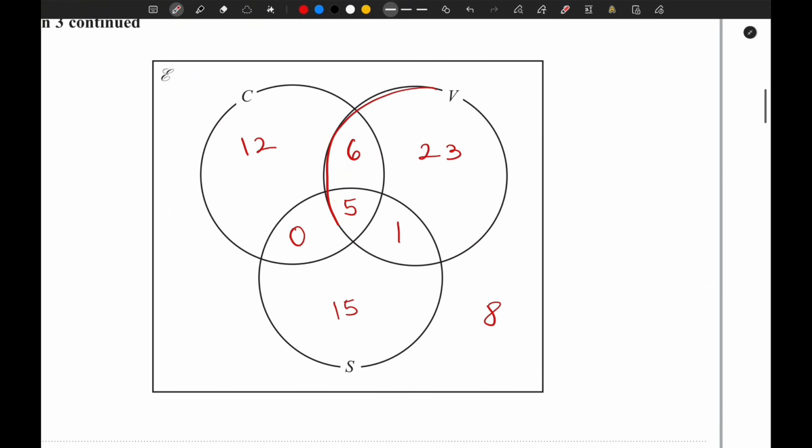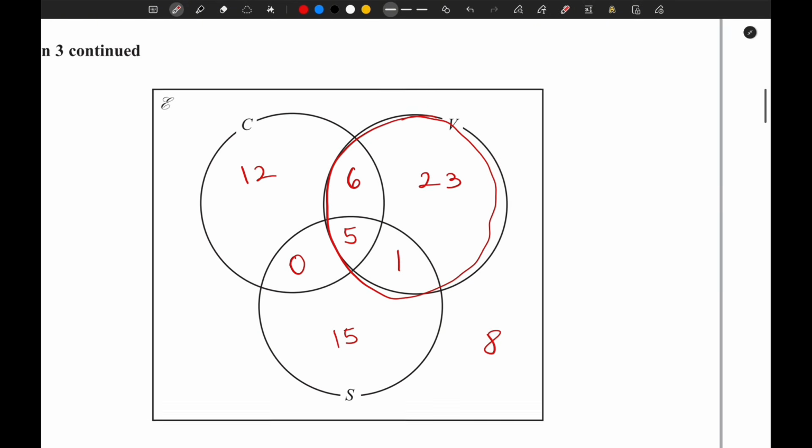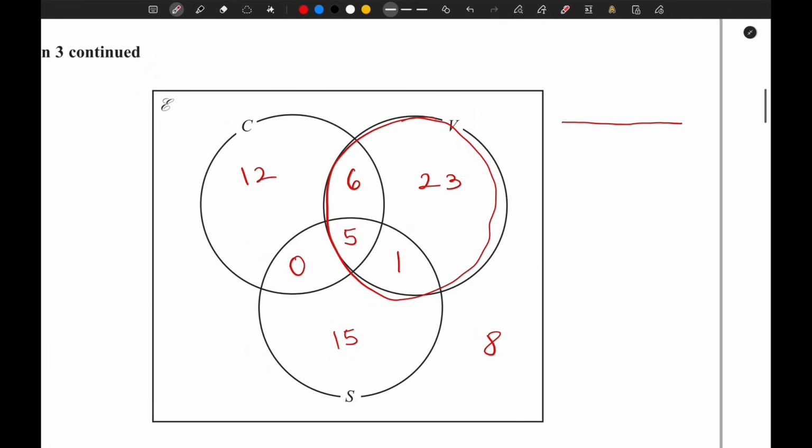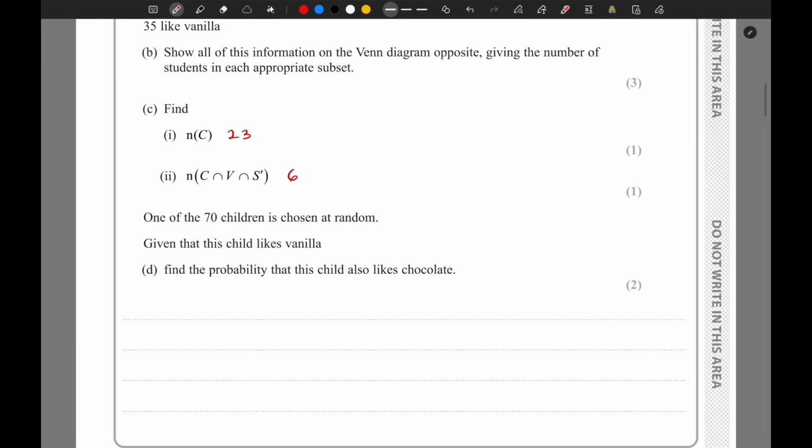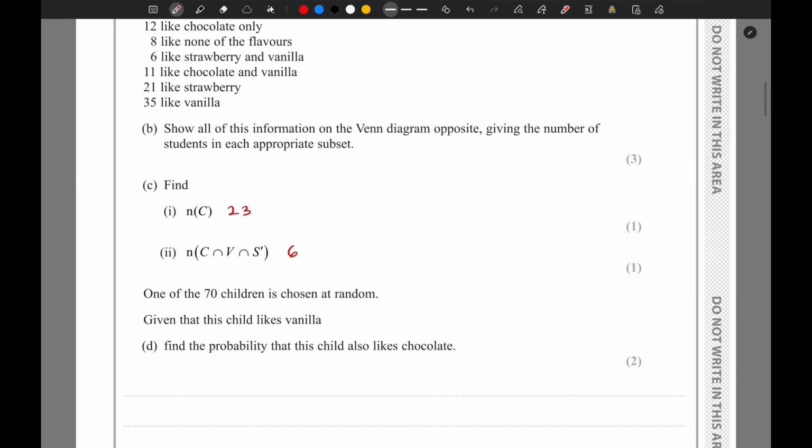So from the vanilla section, they have picked a child who likes chocolate also. The total outcome is 6 plus 5 plus 1 plus 23, which means the whole vanilla section. And the required outcome is the kid also likes chocolate, which is 6 plus 5. That is 11 over 35. So that is the answer for the last part, and that is it for this question.